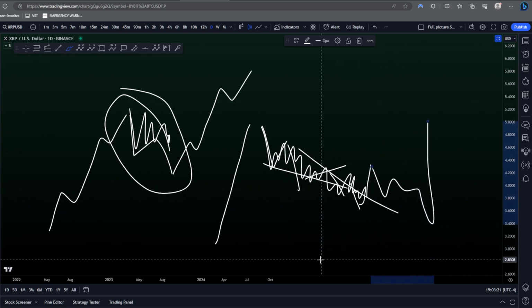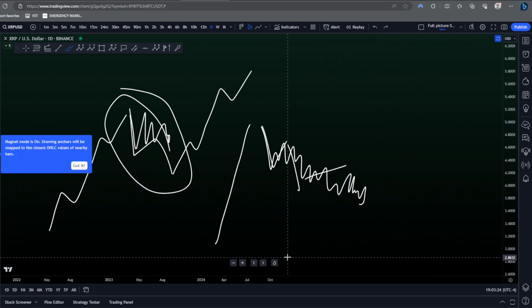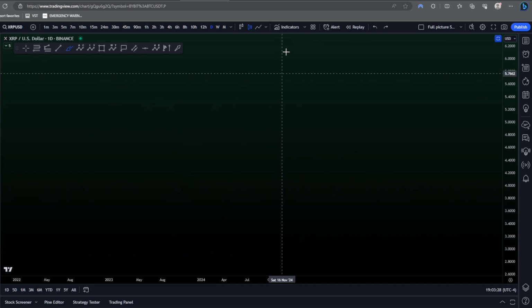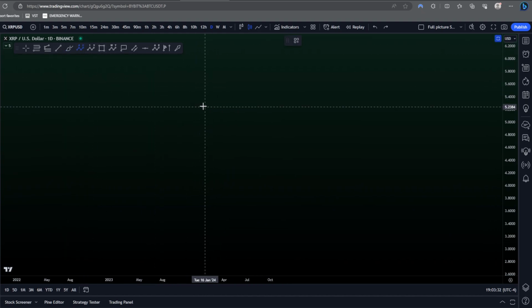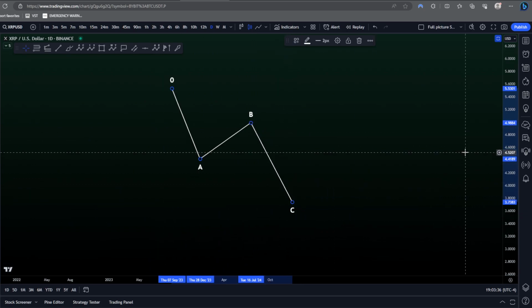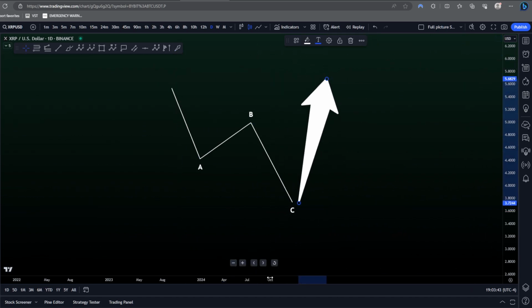Okay? There's a method to it. You can count it. Corrections will most of the time look like that. In a perfect world, that's your correction, and then you're done. We're going.